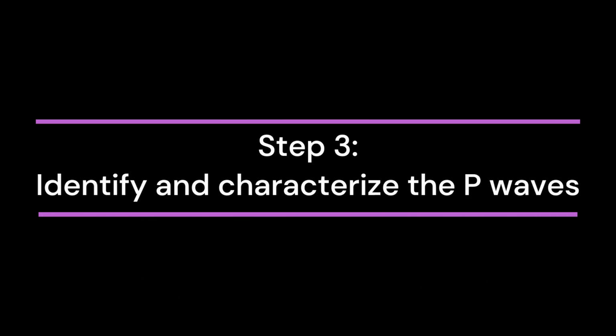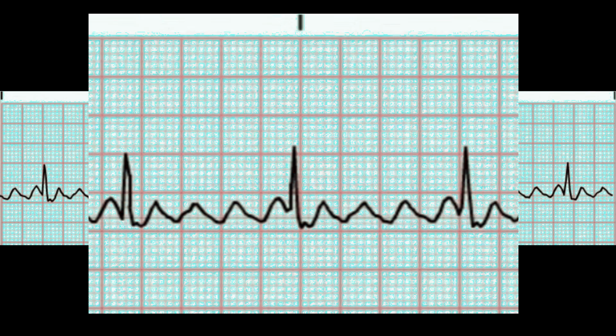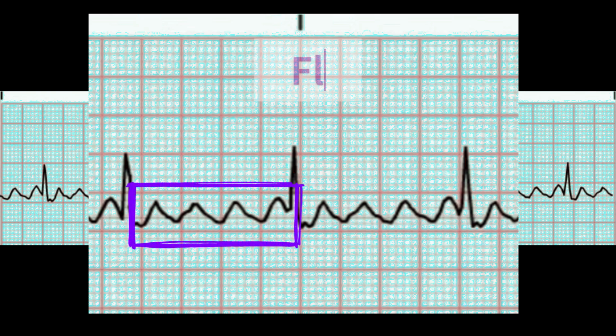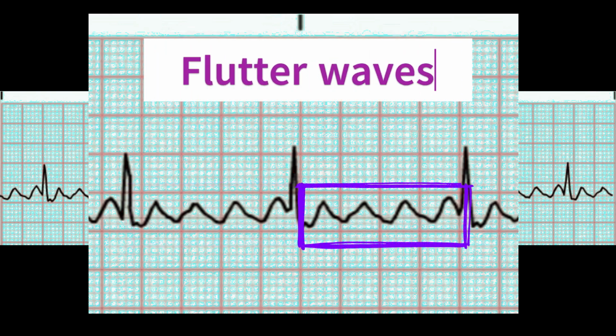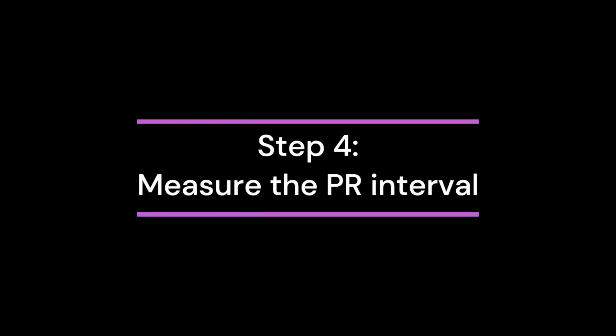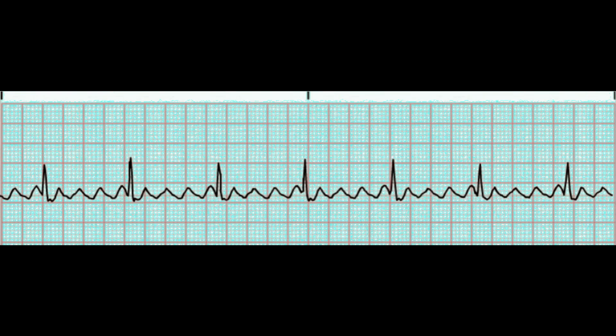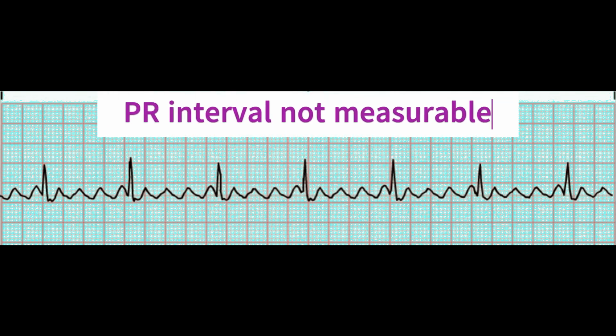Step 3. Identify and characterize the P waves. The P waves exhibit the characteristic flutter waves, which show rapid and regular positive inflections covering the isoelectric baseline. Step 4. Measuring the PR interval. Since there is more than one P wave for every QRS complex, the PR interval cannot be measured.